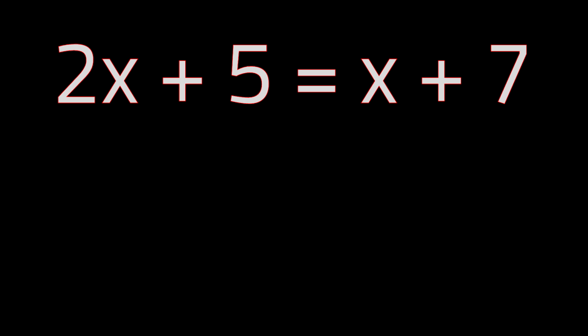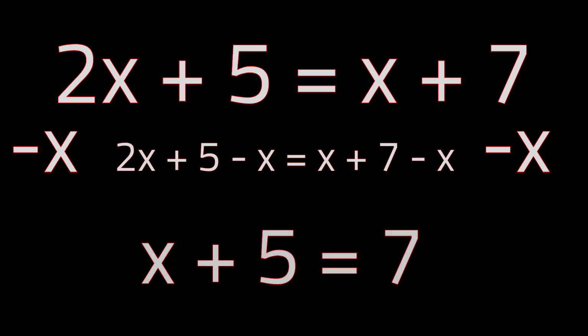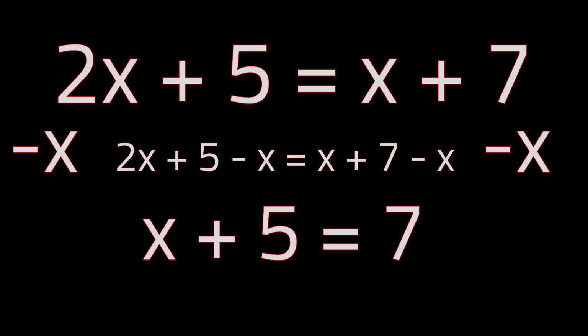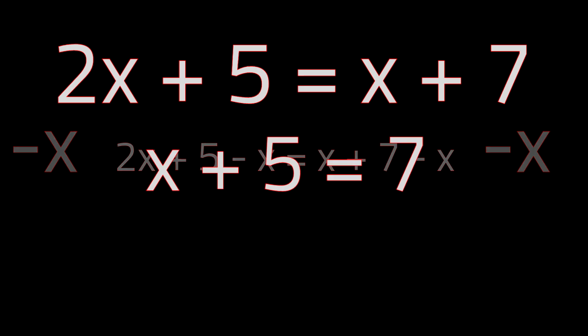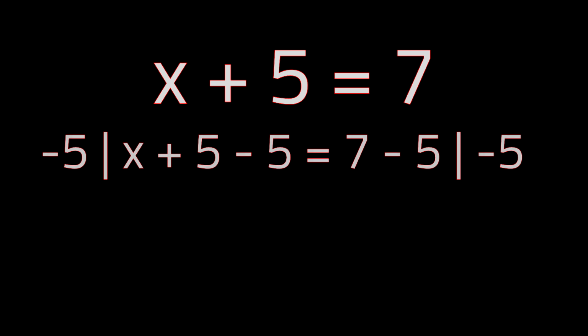We need to do the opposite to both sides again, so let's minus x from both sides. This leaves us with 2x plus 5 minus x is equal to x plus 7 minus x, which, tidying up and collecting all like terms, we end up with x plus 5 equals 7. Next to the x, we have a plus 5 on the left side, which means we have to get rid of that plus 5 again because we want x equals a number. So we're going to do the opposite of plus 5, which is minus 5, which leaves us with x plus 5 minus 5 is equal to 7 minus 5. Tidying that up, we end up with x equals 2.